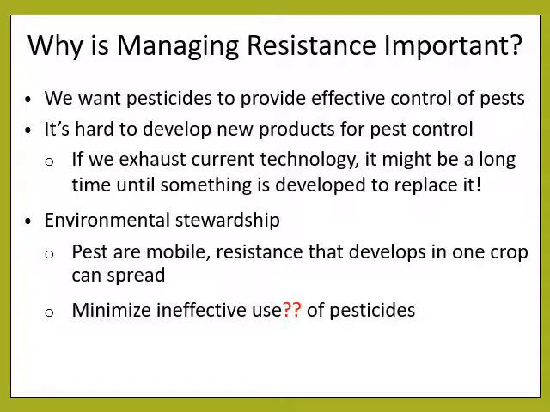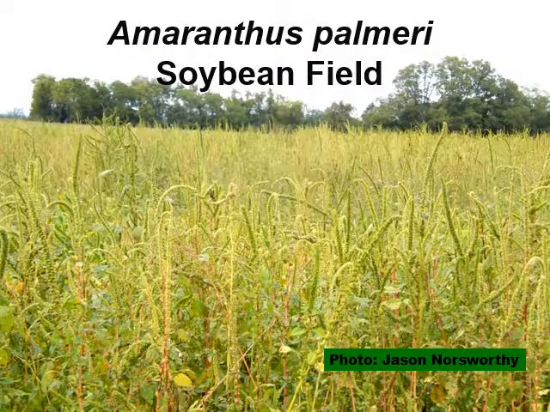And as well, we don't want resistance to happen in one place to evolve and then spread to other locations, right? Because the organisms themselves can be mobile and spread resistance to other places. And ultimately, if there's resistance and the pesticide's still being used, it's not an effective use. So there's money that's being wasted. This product is going out in the environment unnecessarily. So there's just a lot of reasons why delaying resistance is important.